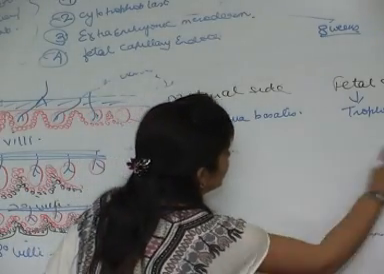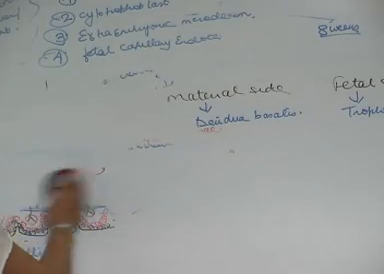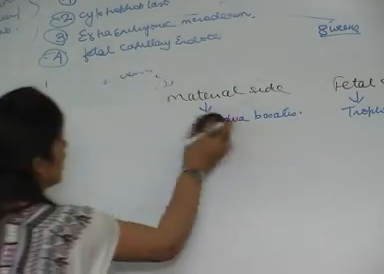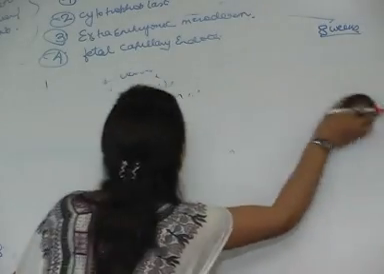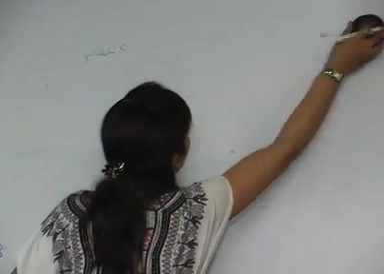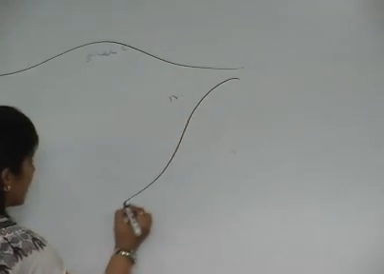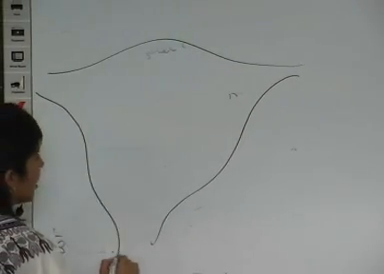Now, have you understood how a chorionic villi is being formed? So, if this is clear, we are going back to our blastocyst stage where it has implanted itself in the endometrium.